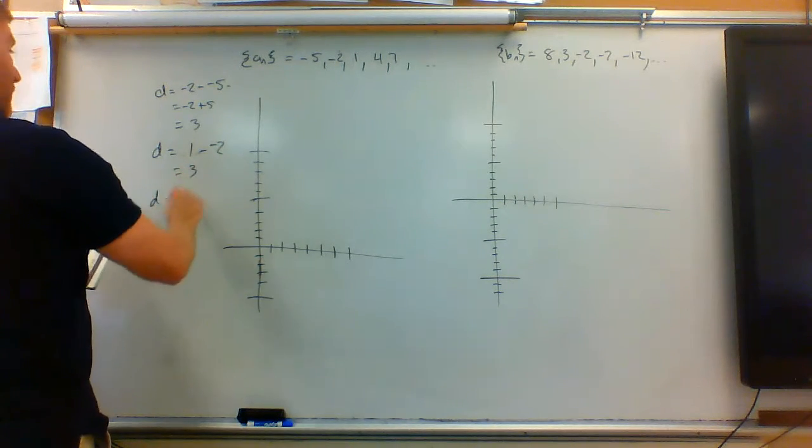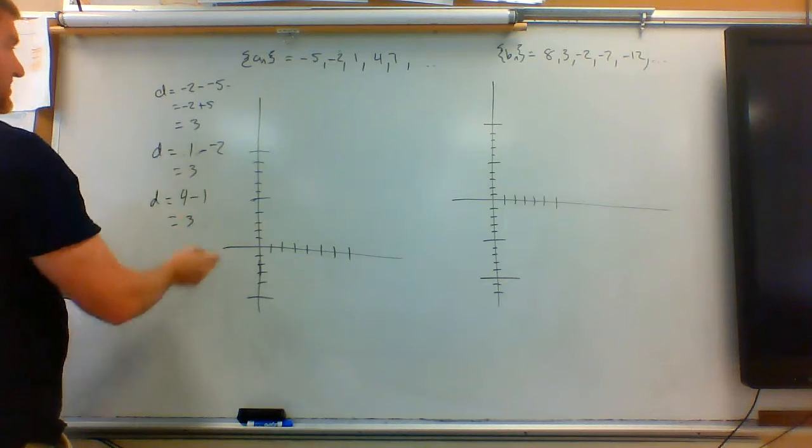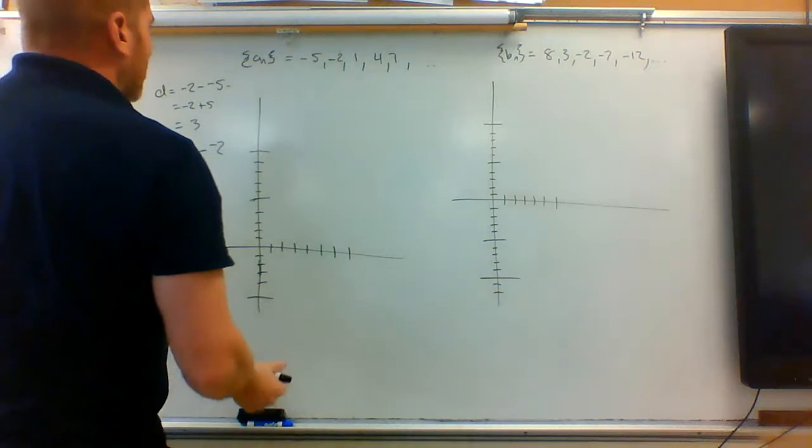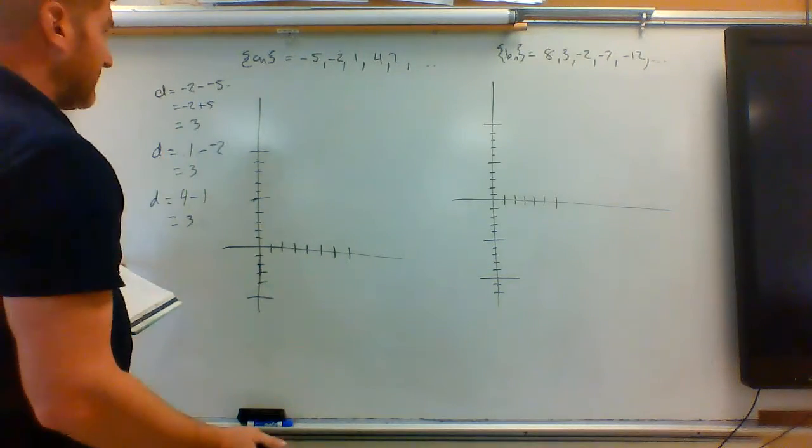What is 4 minus 1? Well, that one's easy, 3. So you see, you get the same pattern. It means you're increasing by 3. So when we plot this, this is going to be a discrete graph.